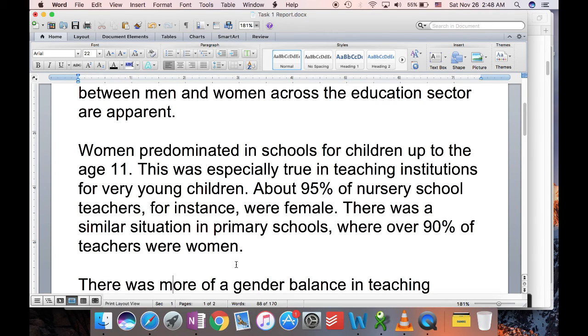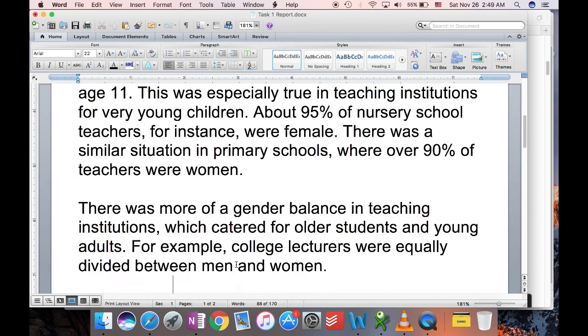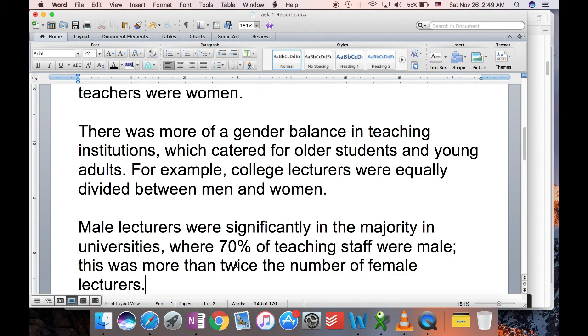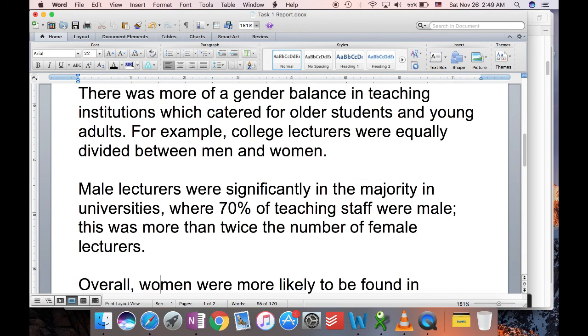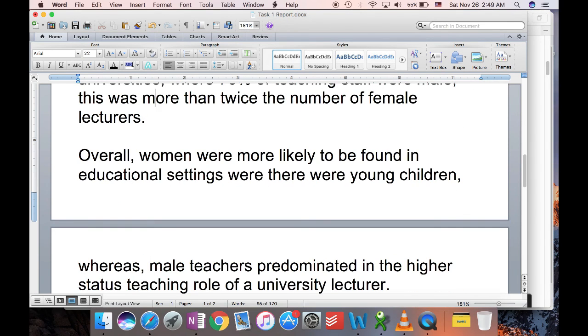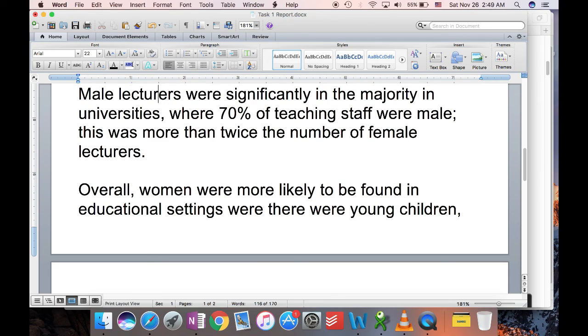So we've used the past tense there. There was more of a gender balance in teaching institutions which catered for, probably don't need the comma there, which catered for older students and young adults. For example, college lecturers were equally divided between men and women. Male lecturers were significantly in the majority in universities, where 70% of teaching staff were male. This was more than twice the number of female lecturers.